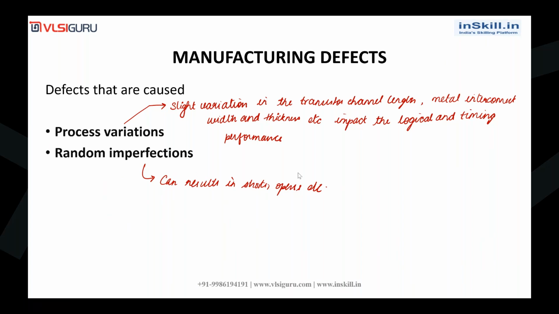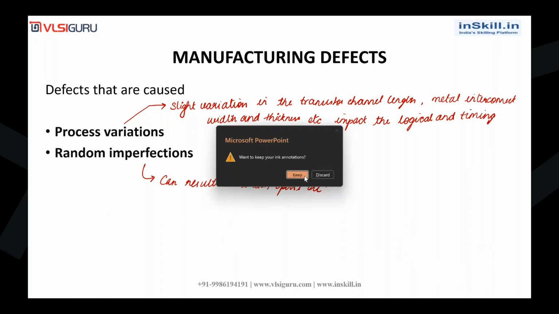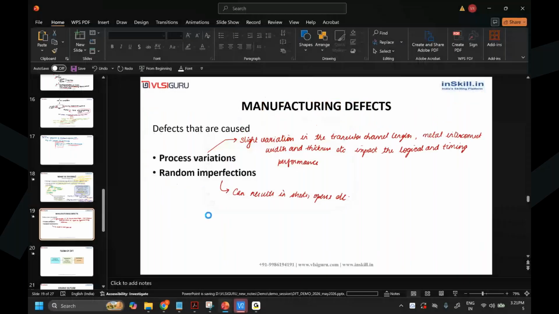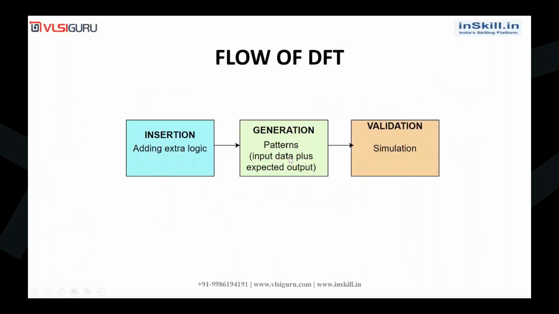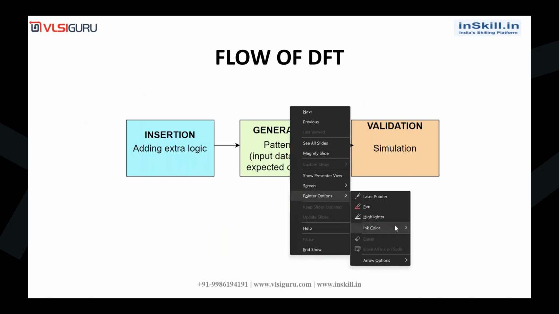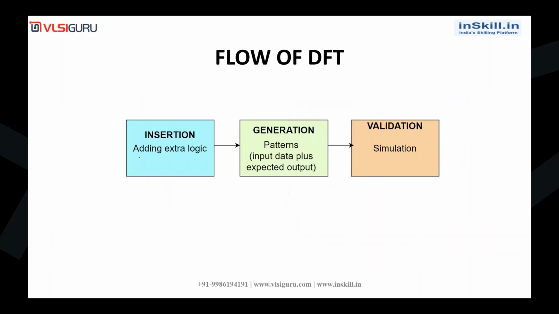Okay. And the next one is the flow of DFT. So first is insertion. Insertion means adding extra logic. And then generation, which is nothing but patterns. Patterns will be generated, so input data and expected output will be generated. And then we have the simulation.